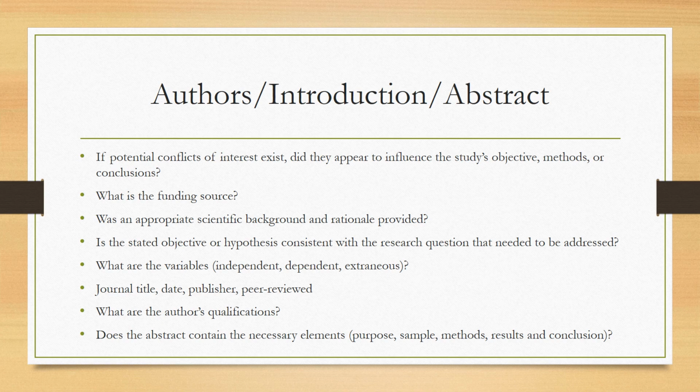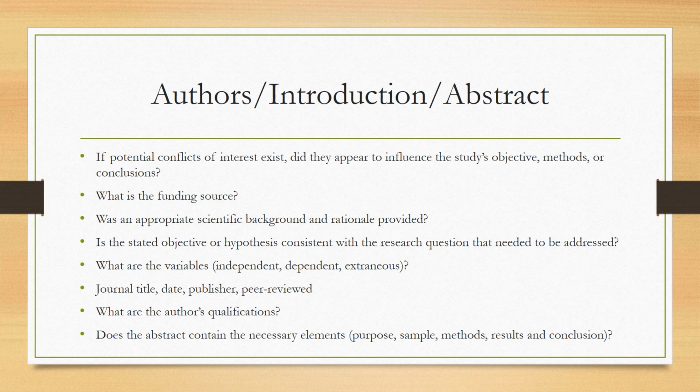So the first section of the paper, you're going to just introduce the authors. So it's an introduction, which includes the author's introduction and abstract. You'll answer the questions. If potential conflicts of interest exist, did they appear to influence the study's objective, methods, or conclusion? What is the funding source? Was an appropriate scientific background and rationale provided? Is the stated objective or hypothesis consistent with the research question that needed to be addressed?